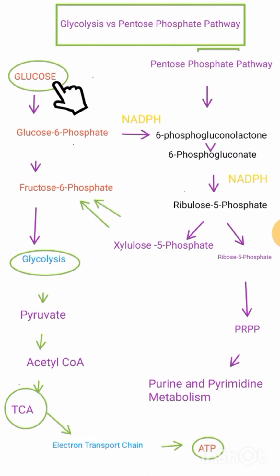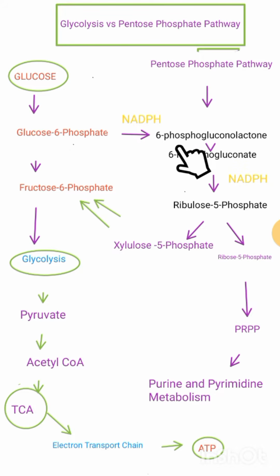Both pathways have to do with degradation of glucose. So they start with glucose. Glucose is converted to glucose 6-phosphate by hexokinase. Now, at this point, there are two things that are expected. The glucose 6-phosphate is going to continue down this road in the glycolytic pathway to produce ATP for the body, or the glucose 6-phosphate will go this way into the pentose phosphate pathway to produce NADPH and ribose 5-phosphate.